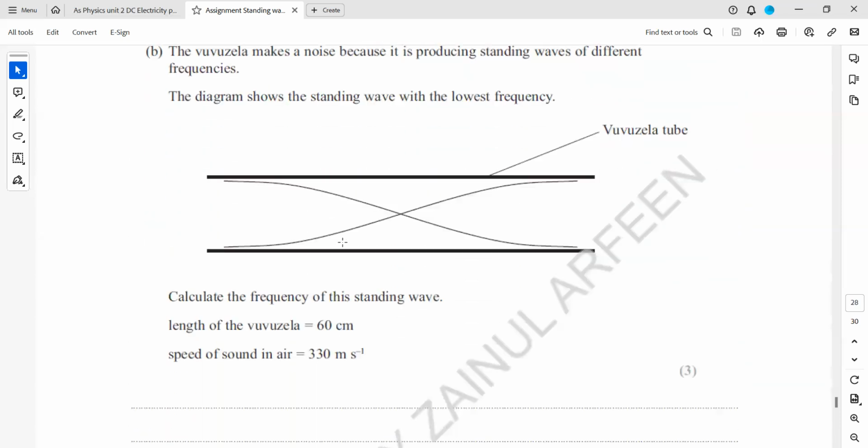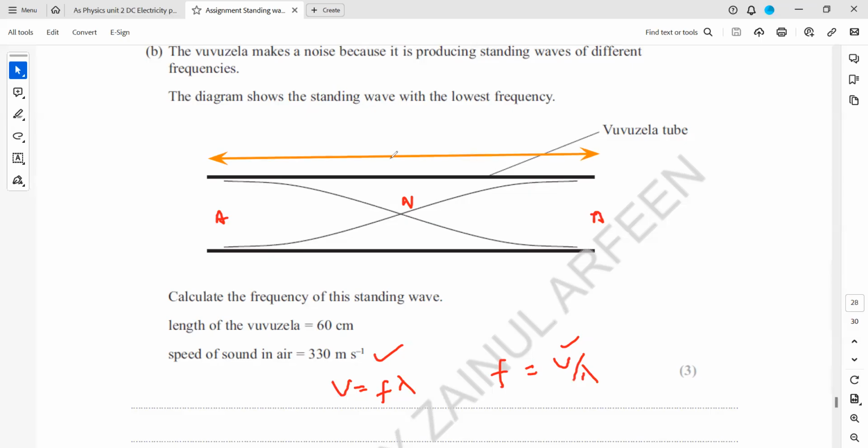Then the diagram shows a standing wave. This is an open pipe, as you can see, open, and we have antinode, we have node, and we have antinode. Calculate the frequency. If we need the frequency, we have the formula v equals f lambda. So frequency will be speed divided by wavelength. We have the speed, we have v. How to work out the wavelength? The length of the pipe is given.